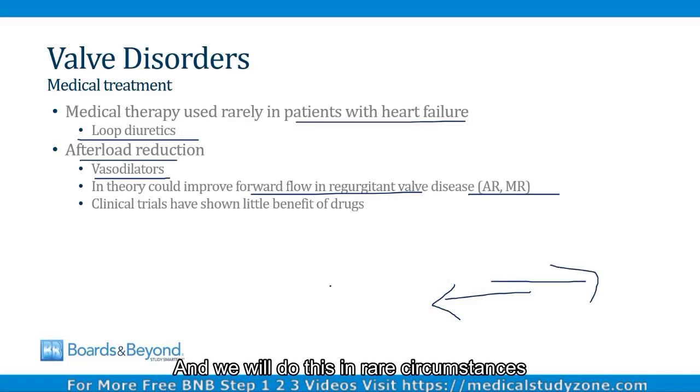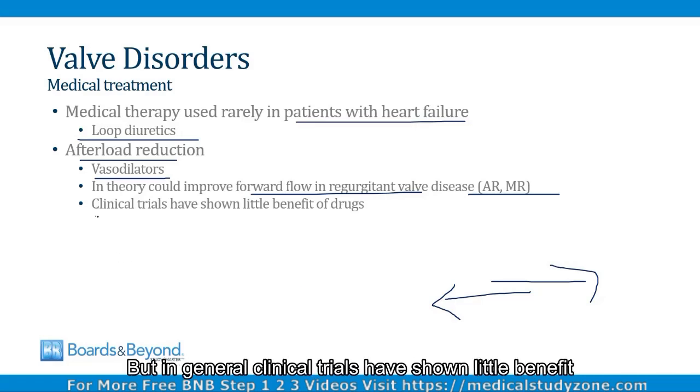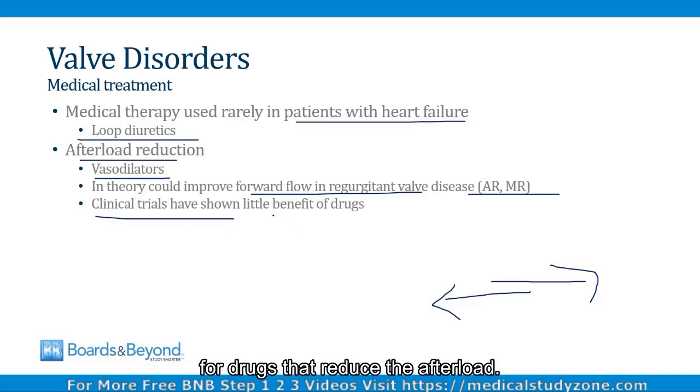And we will do this in rare circumstances, often when patients have acute regurgitation, but in general, clinical trials have shown little benefit for drugs that reduce the afterload, and this isn't commonly done.